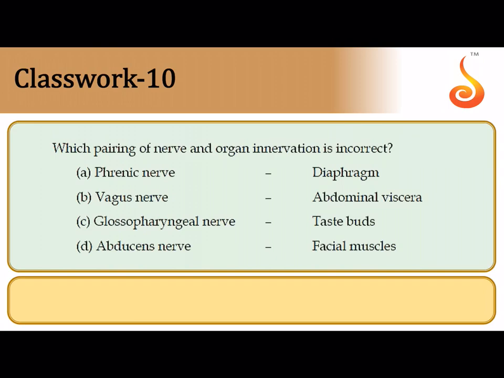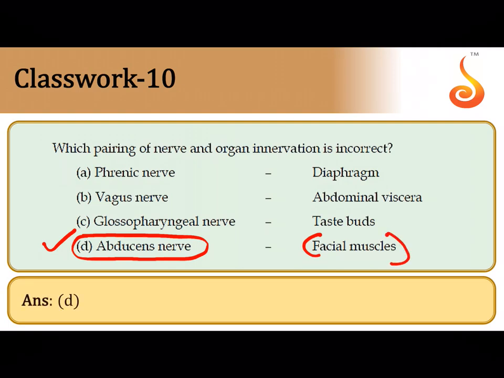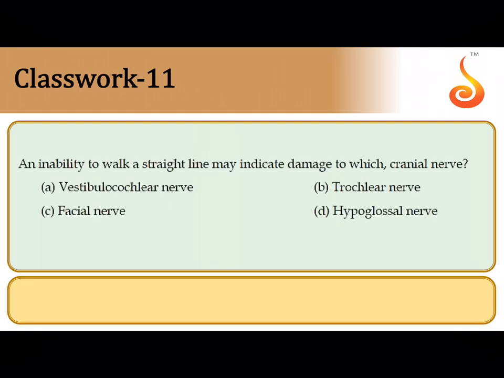Which pairing of nerve and an organ innervation is incorrect? Now, the incorrect one, the easiest one, is the abducens nerve, because abducens nerve innervates your eyeball muscle and not your facial muscle. So, it is the last option.